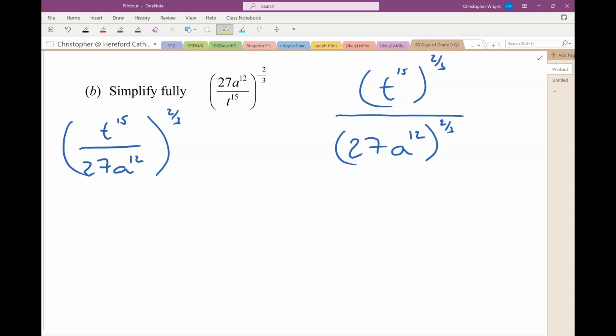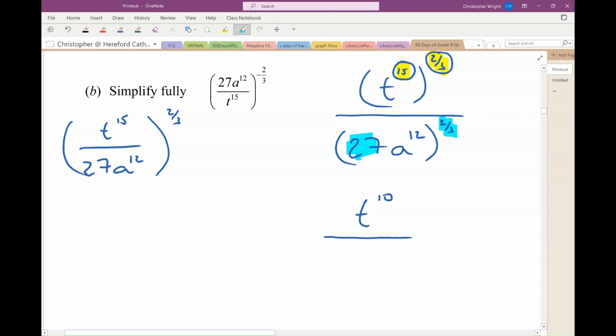Now, if I look at the top there, when you've got something to the power of 15 and you raise that to the power of 2/3, then you simply end up with t to the power of 15 times 2/3. Those are your rules of indices, aren't they? And 15 times 2/3 is 10. So the top is simply t to the power of 10. Now the denominator, the bottom here, I've got 27 to the power of 2/3. Well, that's going to be the cube root of 27 squared. So the cube root of 27 is 3, and if I square that, I get 9.